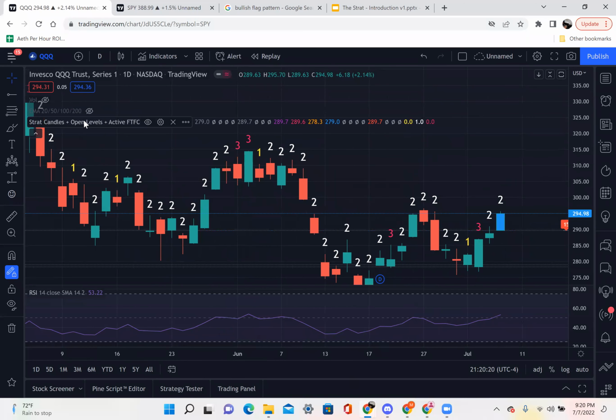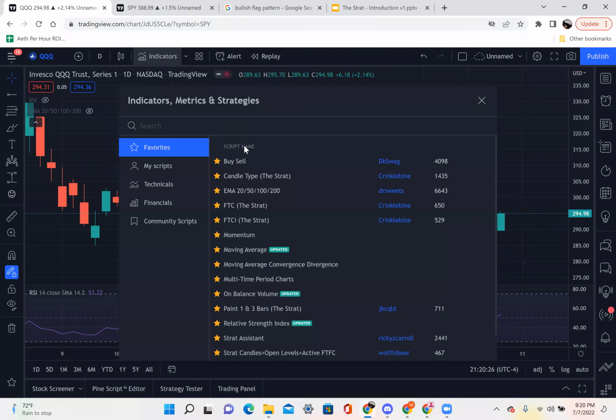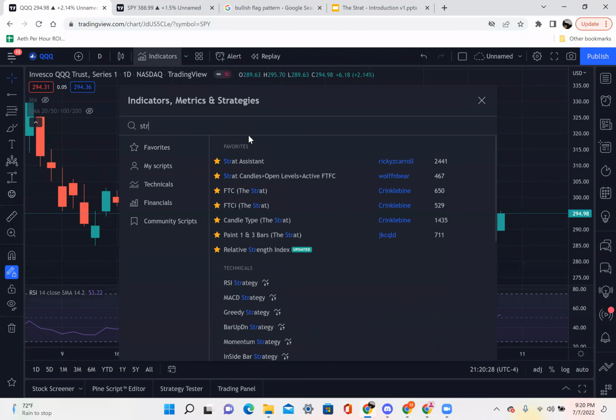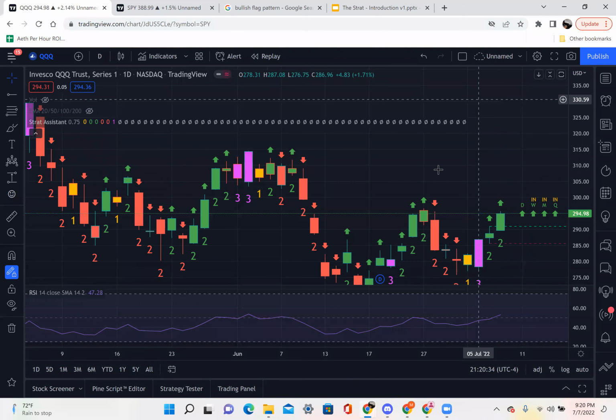The other way that you can do it as well, and I'm going to jump to the chat here in a second, I'm going to just pull it up. You'll type in Strat, and you'll click the Strat Assist. This one shall populate on your screen.